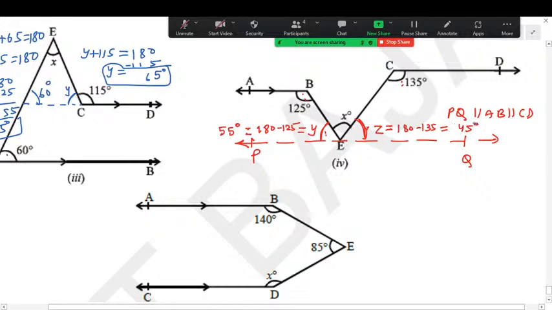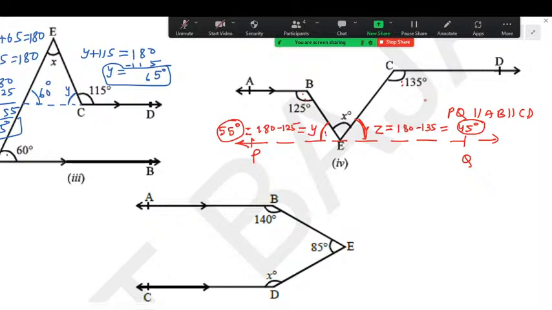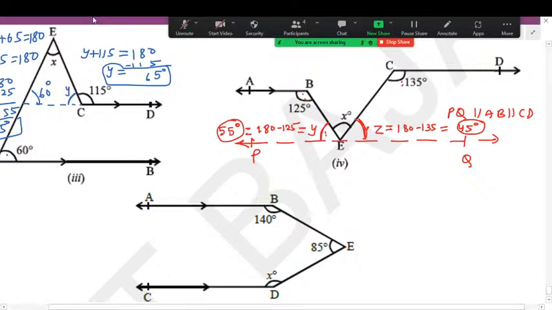Now you have these two angles, and you should understand that angles forming a straight line sum up to give you how much? 180. Angles forming a straight line sum up to 180. That's correct. That means these three angles must be equal to how much? The angle X, the angle Y, the angle Z must sum up to give you 180.